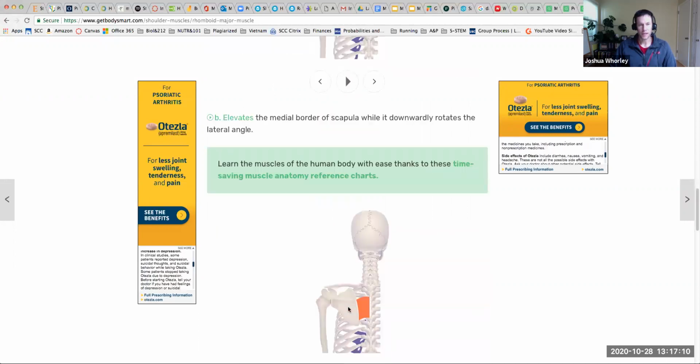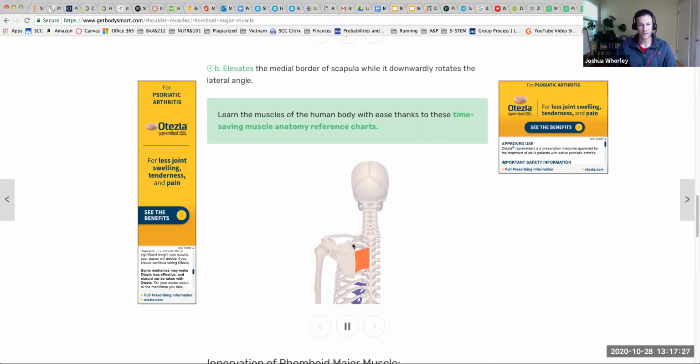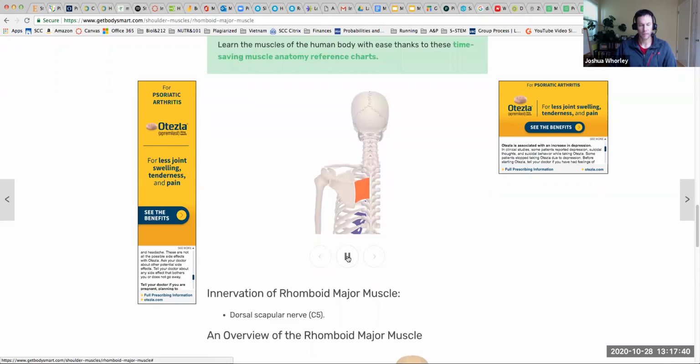And then a bit of elevation as well of the medial border, while it sort of rotates this whole thing. So there's elevation of the medial border here, and this rotation, or sort of not lateral, sorry, more of a downward rotation. If anything, the angle here is medially rotating. Okay.